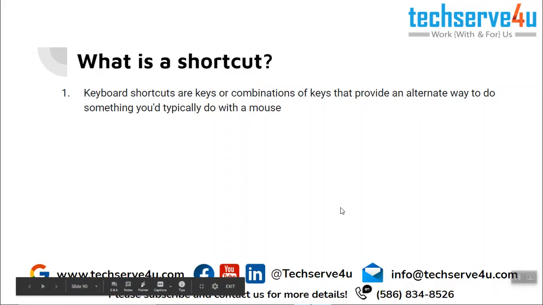So what is a shortcut? Keyboard shortcuts are a combination of keys that allow you to do something that you would typically do with your mouse. That means now you don't have to use your mouse for doing the same thing. You can just use your keyboard by pressing one or two keys. So that is what a keyboard shortcut means.